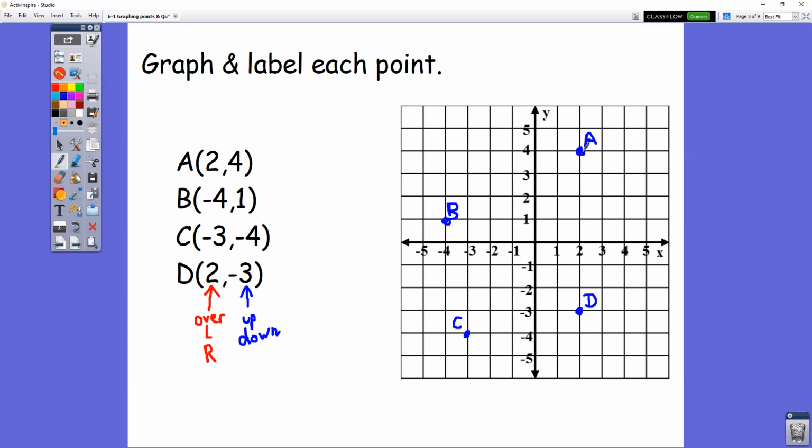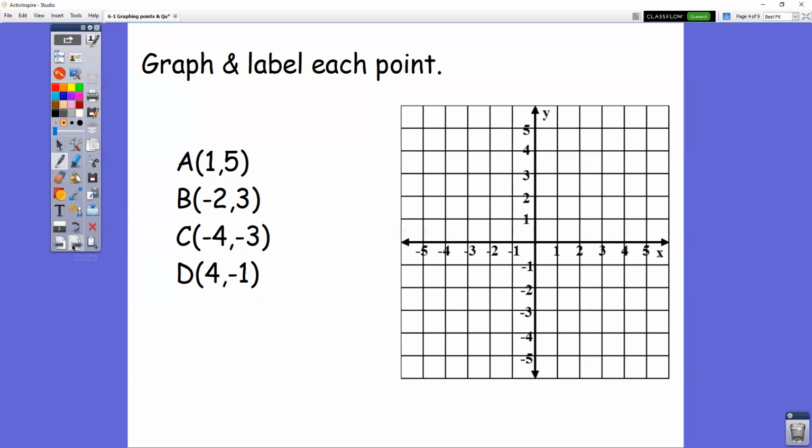Again, where you're going to put the points is right where those two lines in the background grid cross. We're lining up, and where they cross, that's where the point is. So we went over to 2, up to 4; over to -4, up to 1; over to -3, down to -4; over to 2, down to -3.